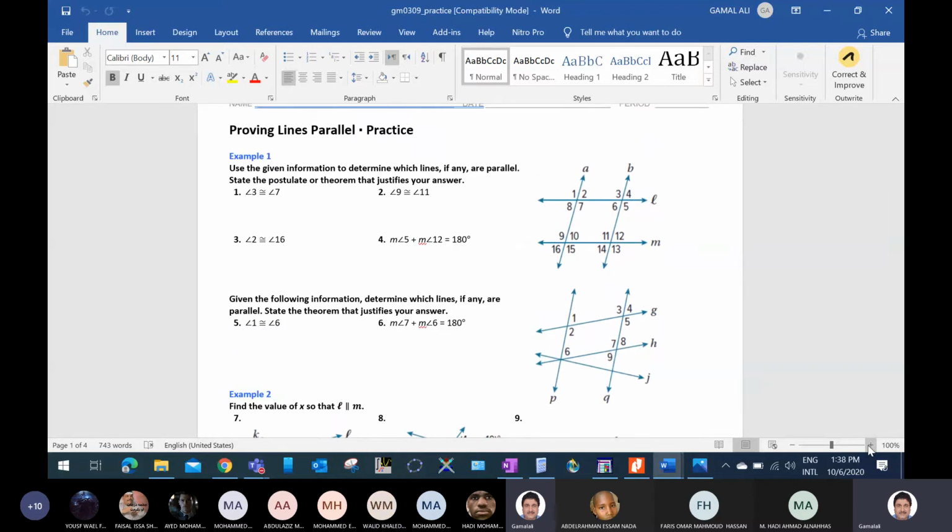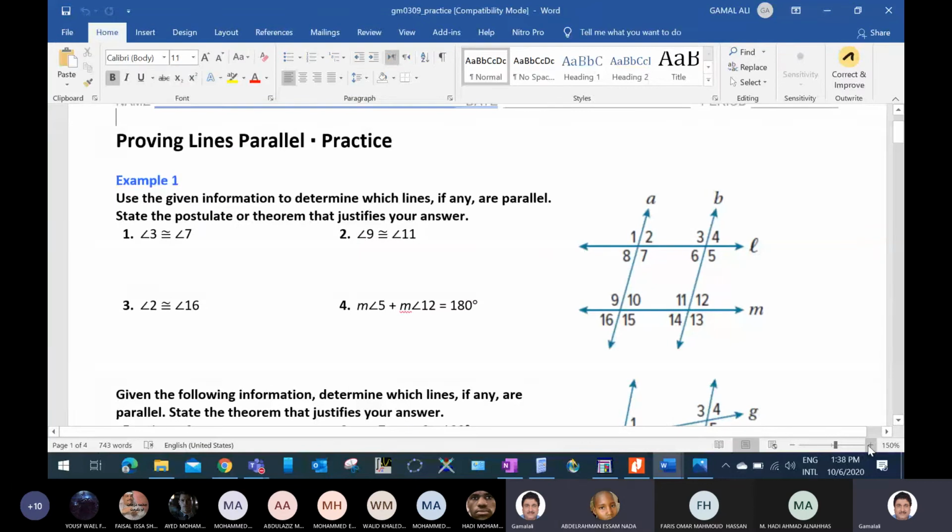Who can answer the first question? Yes, Abdurrahman. Question number 1. Angle 3 and 7. For 3 and 7, alternate interior converse. But you have to decide which two lines are parallel at first. The 3 and 7 are alternate interiors for which lines? A and B. What is the transversal? The transversal is L.